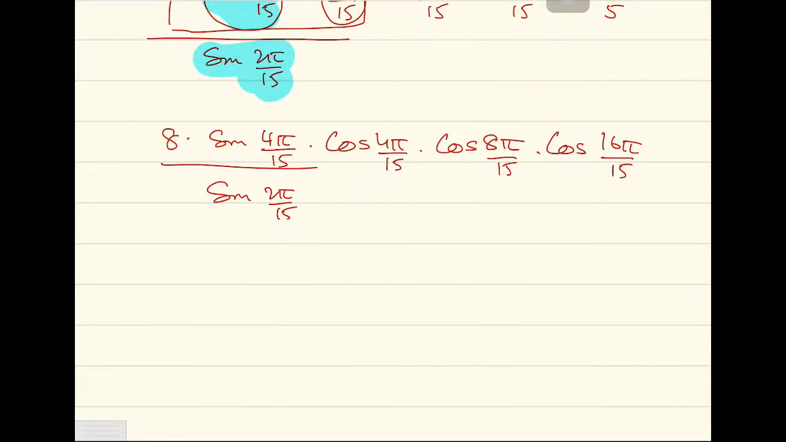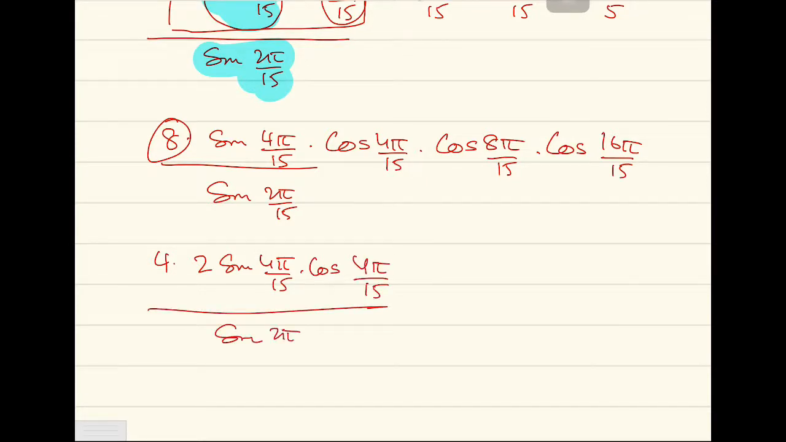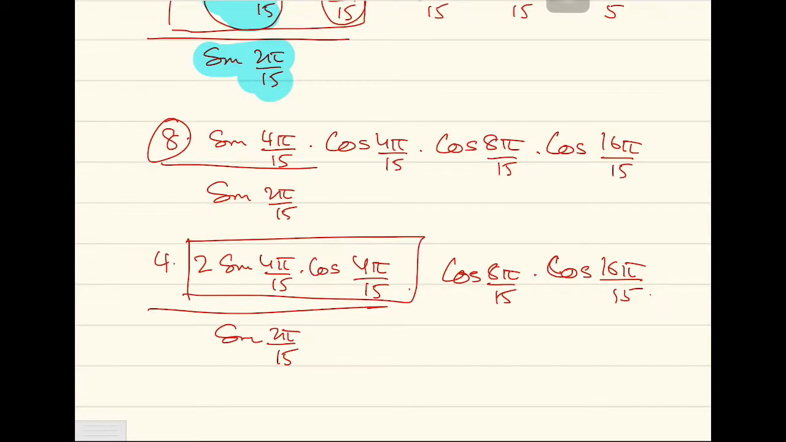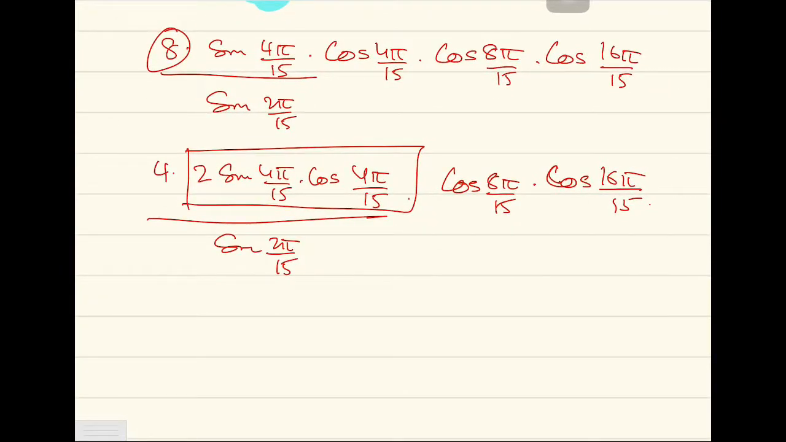Now what can I do is, check this out. From this 8 again I'll separate 2. I can write it as 4 into 2 sine 4 pi by 15 and cos 4 pi by 15, divided by sine 2 pi by 15, and the leftover cos 8 pi by 15 and cos 16 pi by 15. So ultimately when I combine this again by using the formula, 2 sine 4 pi by 15 cos 4 pi by 15 can be written as sine 8 pi by 15, isn't it, everyone?